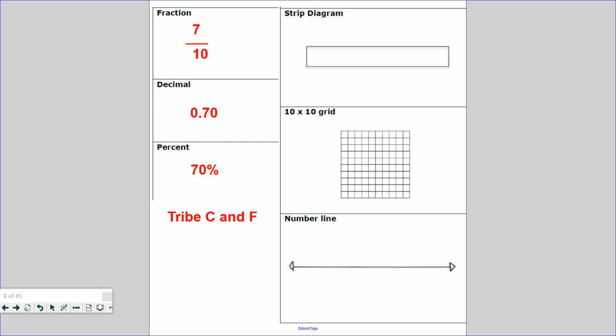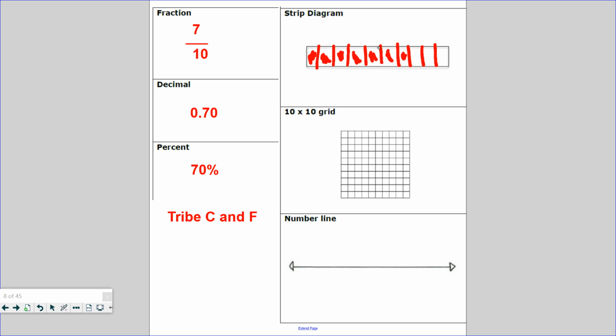Last but not least, 7/10, 70 hundredths, and 70%. So I break this into 10 equal groups: 1, 2, 3, 4, 5, 6, 7, 8, 9, 10, and shade in 7 out of 10: 4 tenths, 5 tenths, 6 tenths, 7 tenths.